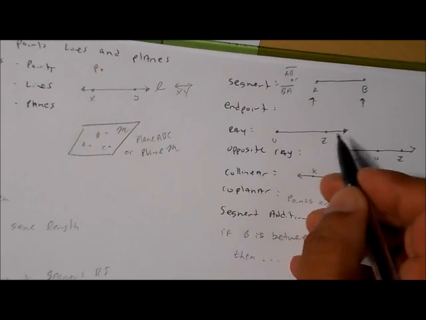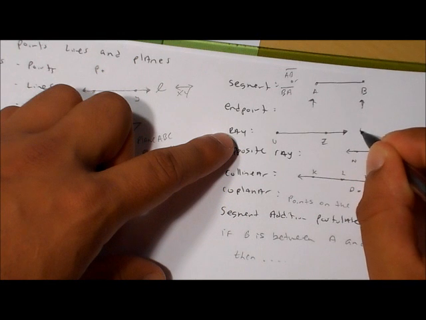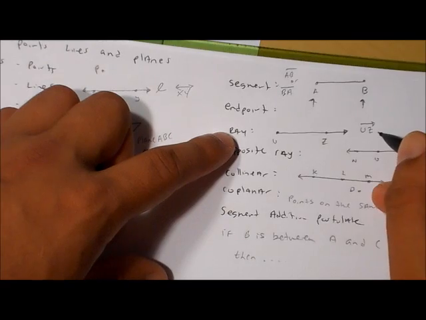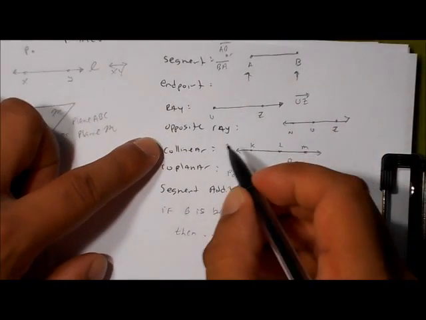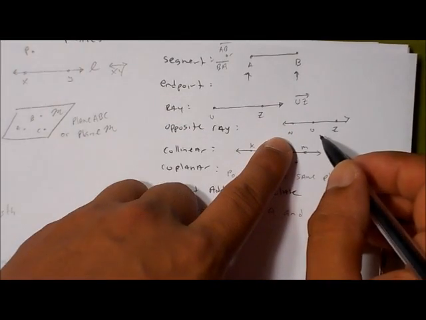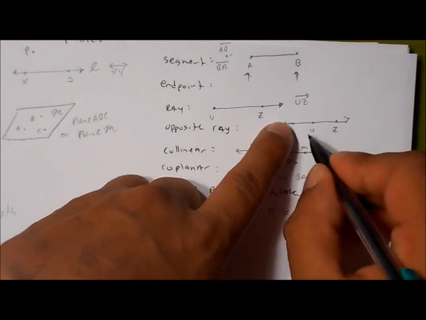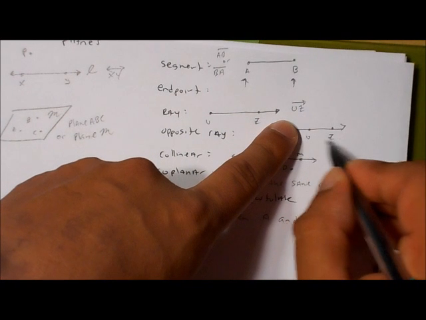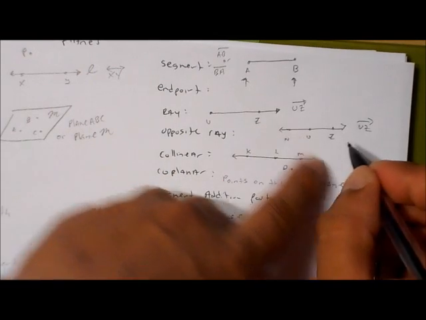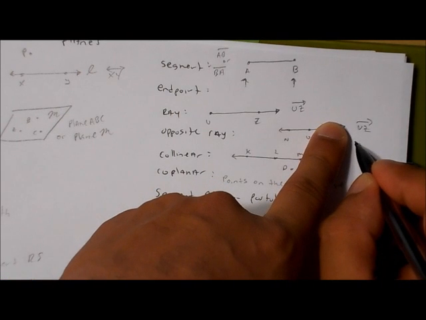Now an opposite ray. Oh, and the way you write the notation for this one is you could go ahead and put them both together. So UZ with the arrow pointing to the right, just like this. So opposite rays: opposite rays look just like a line, but it has a point kind of in between both 2 endpoints. So right here we have ray UZ, and we have ray UN pointing in the opposite direction.